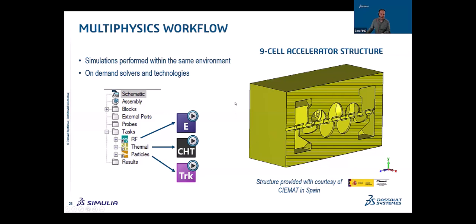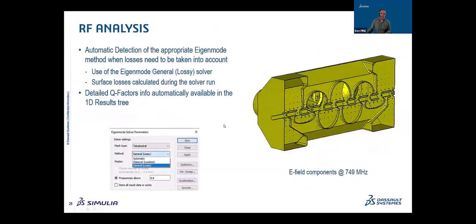But for this particular workflow, what we're looking at is a multi-physics workflow, so including both the eigenmode calculation, a thermal simulation, and a particle tracking simulation as well. So if we move to the RF analysis, which in this case is using the lossy eigenmode solver to have an automatic detection of the appropriate eigenmode, and also calculate surface losses in the cavity. So there's a nice animation here showing that eigenmode. And for this kind of solver, you get detailed Q factors, which are available automatically in the 1D results tree.